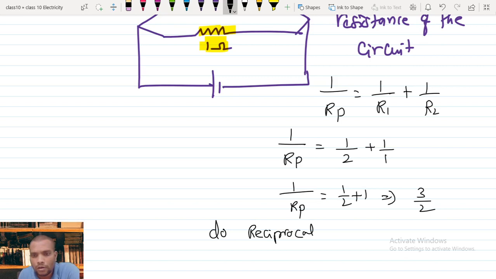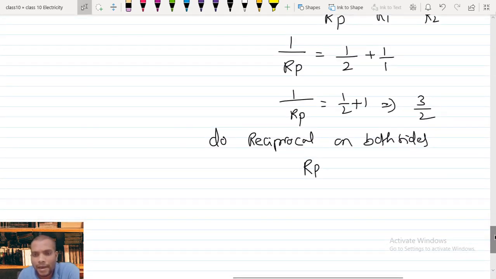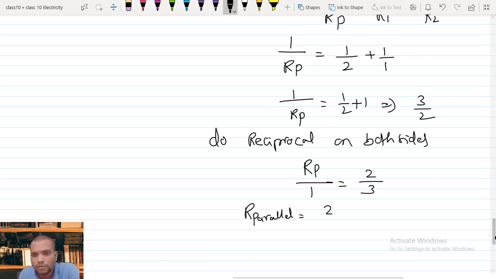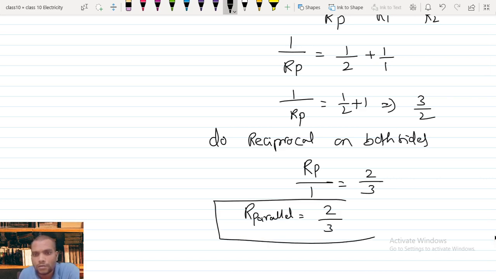Do reciprocal on both sides. So if we do the reciprocal, Rp upon 1, that is, resistance in parallel upon 1, equal to, this becomes 2 upon 3. So resistance in parallel equal to 2 upon 3. So this is the total resistance, 2 by 3 ohms.